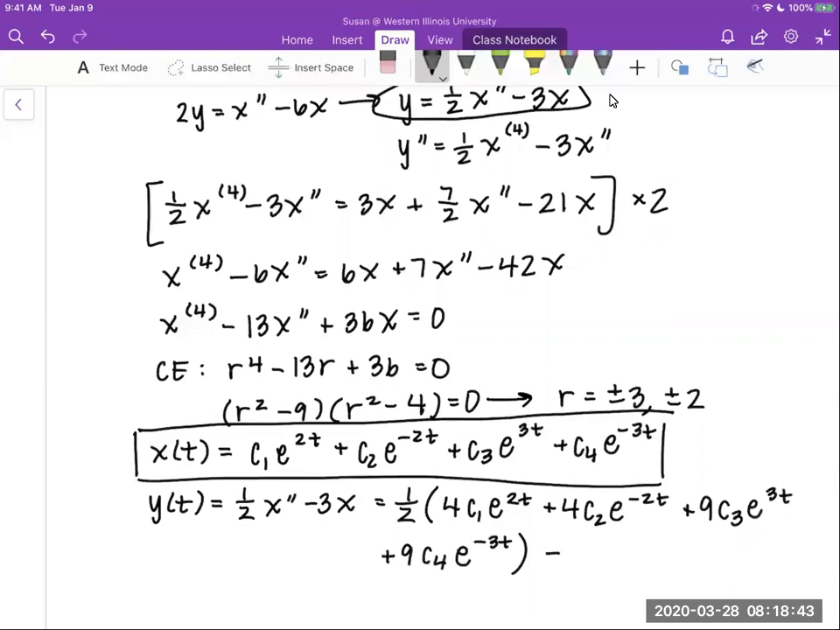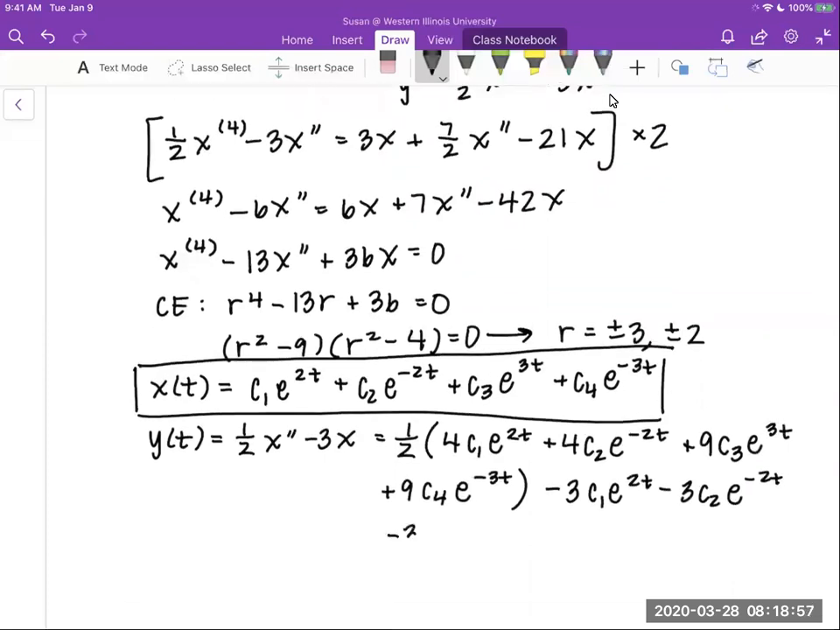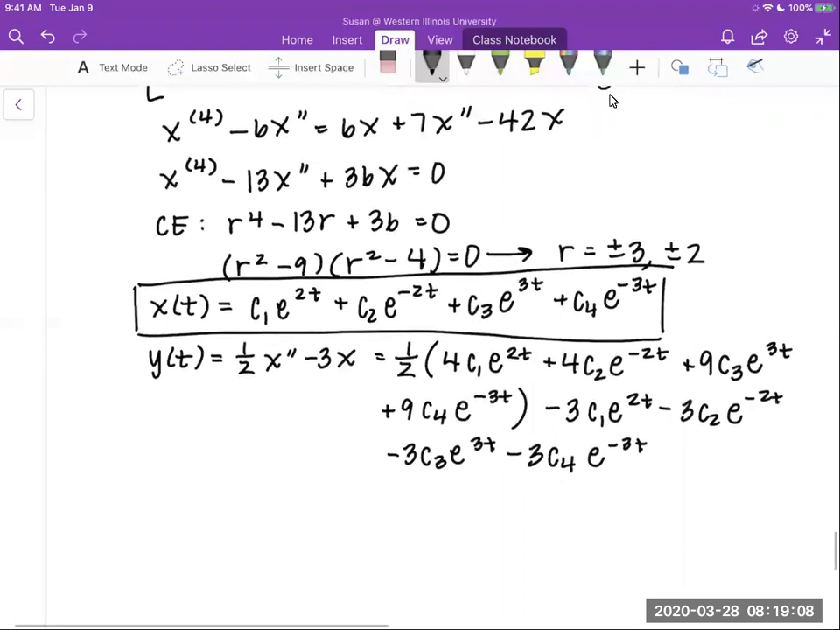And then I have minus, I'm going to just distribute this 3 everywhere, 3C1 e to the 2t minus 3C2 e to the negative 2t minus 3C3 e to the 3t minus 3C4 e to the negative 3t. And then from here, all you want to do is collect like terms. So for the C1 e to the 2t's, remember to distribute your 1/2. So I have a positive 2 and a negative 3, which is going to add to a negative 1.